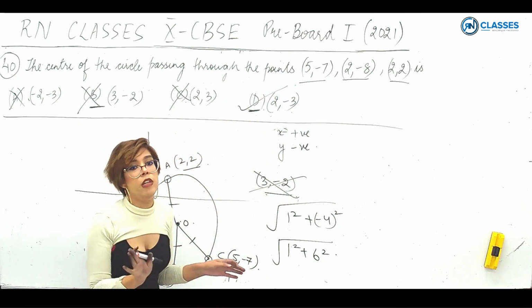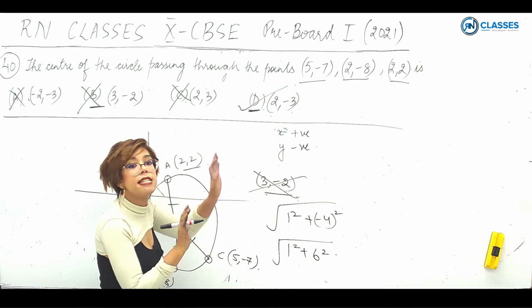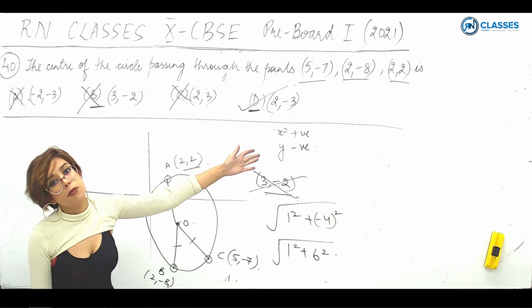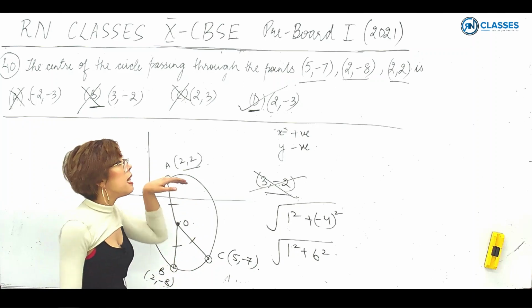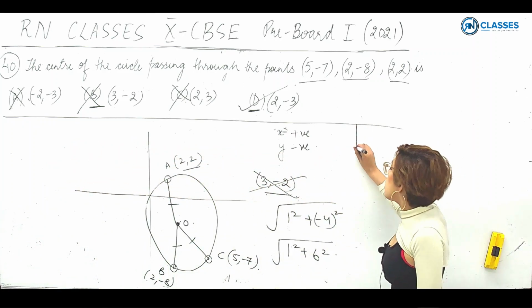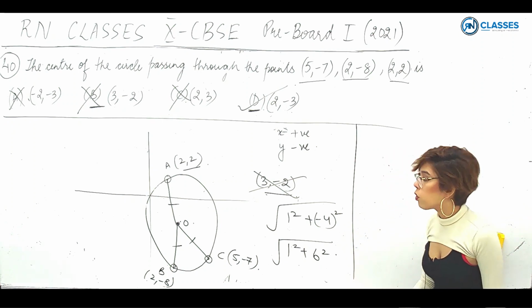Now obviously I will not check the distances, because I have exhausted all the options. This has to be the correct one, right? This is how you will do it in the objective paper, right? Now suppose if it has to be done in a subjective manner, how will we do it?